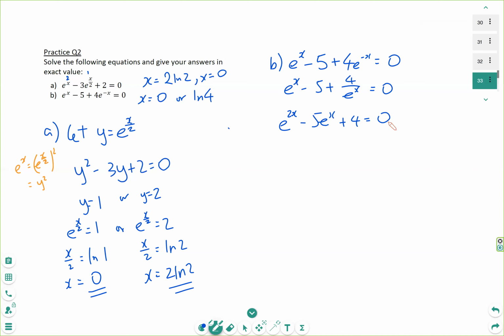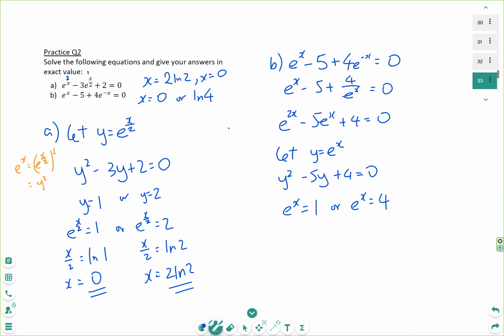And then here you can let y be e to the power of x. So it becomes y squared minus 5y plus 4 equals 0. And then you can put it in the calculator. You should get, if I'm not mistaken, minus 3 plus 2. Yep, the other one is, yep. So you should get e to the power of x equals 1 or e to the power of x equals 4.